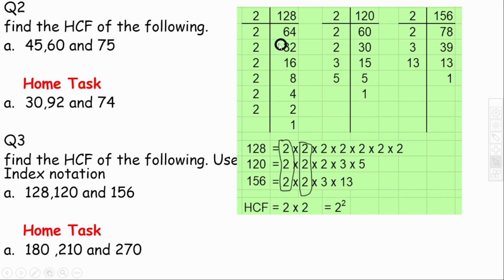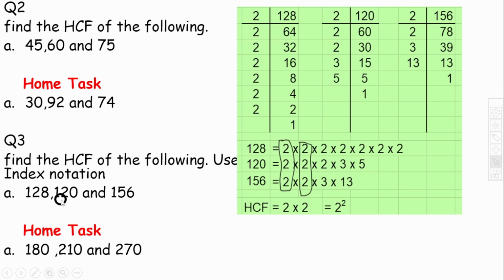2 in 6 is 3. 2 in 4 is 2. So it still ends with an even number, so we use 2 again. 2 in 2 is 1. We have come to the end of the division. So 128, in prime factors, is 2 times 2 times 2 times 2 times 2 times 2 times 2. We write it out here.